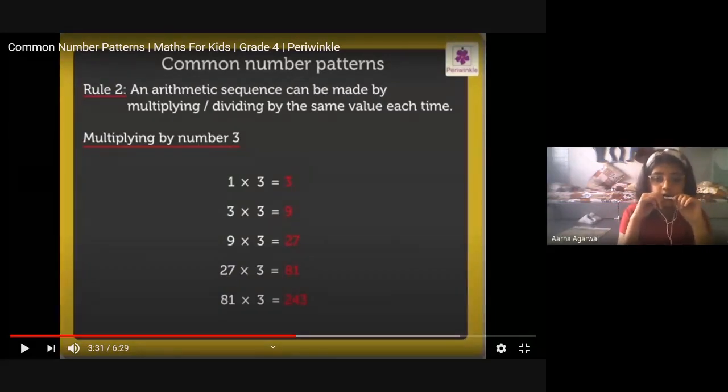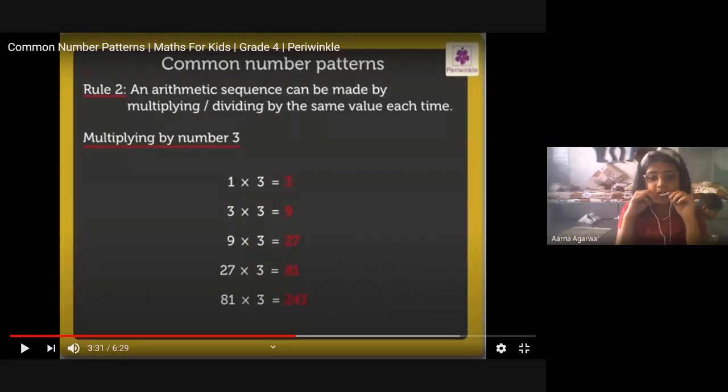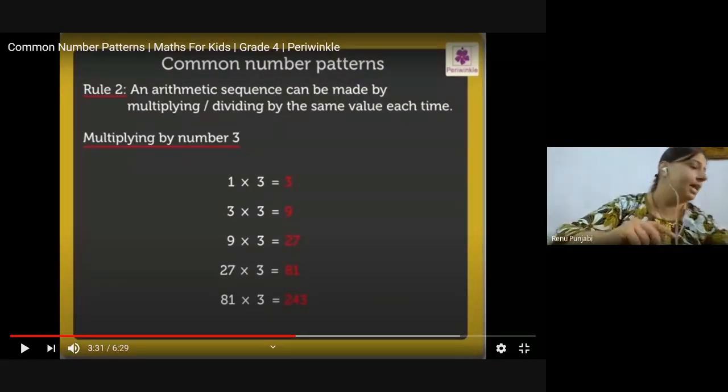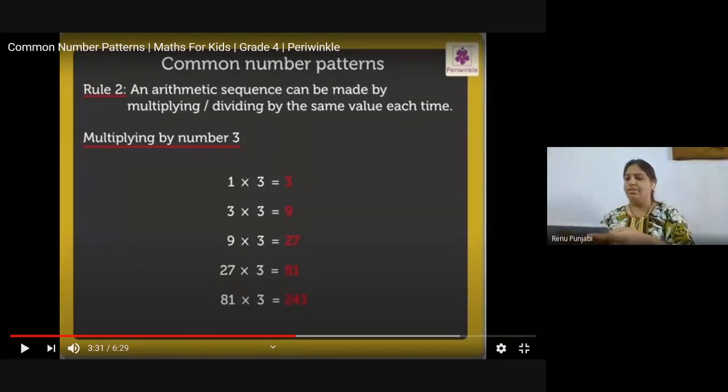Ma'am, 2 into 1 is equal to 2. Then 3 multiplied by 2 is, no, why 3 then? Because I am taking all the odd numbers. Okay. So you have said 1. Wait a minute. I'll write your pattern. You said 1 multiplied by 2, right? Yes.